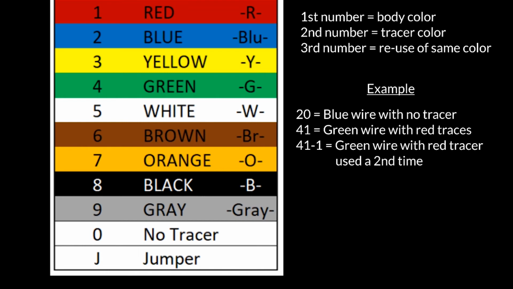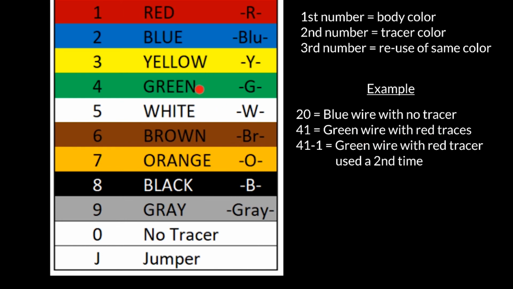Next example, I just want to go over some of the coloring conventions on wires. Here I made a table of different colors that you'll see. The first number is the body color, second number is the trace color, and third number is the use of how many times they're using the wire. An example here, I have 20, which is a blue wire with no tracer, so 2 is blue. 0, if I come down here, means there's no tracer, so this is just going to be a solid blue wire, compared to 41, which is a green wire with a red tracer.